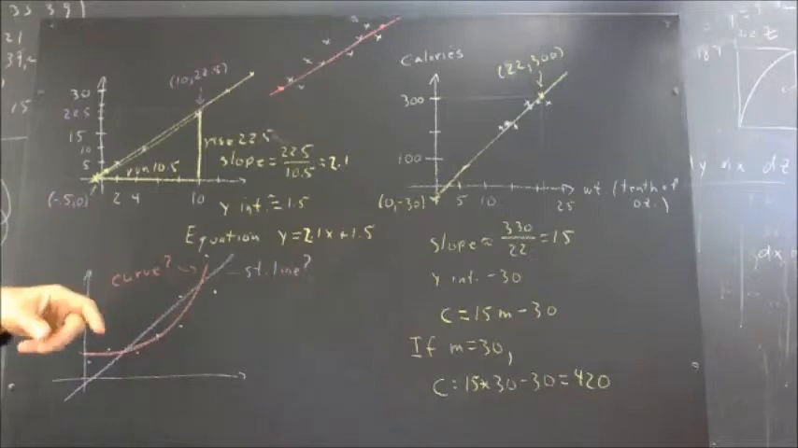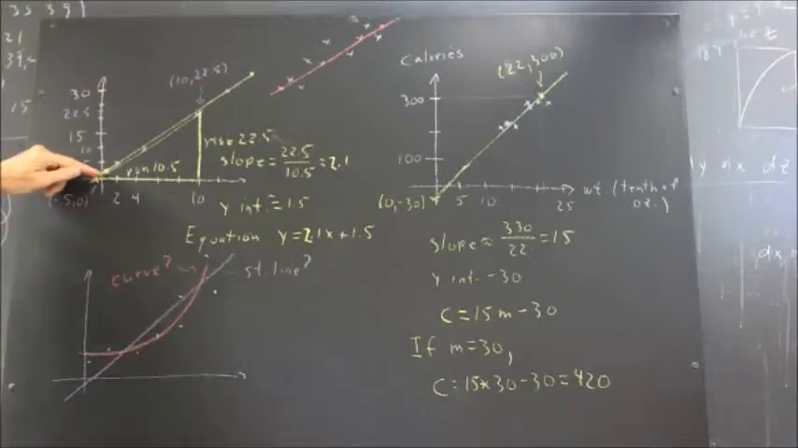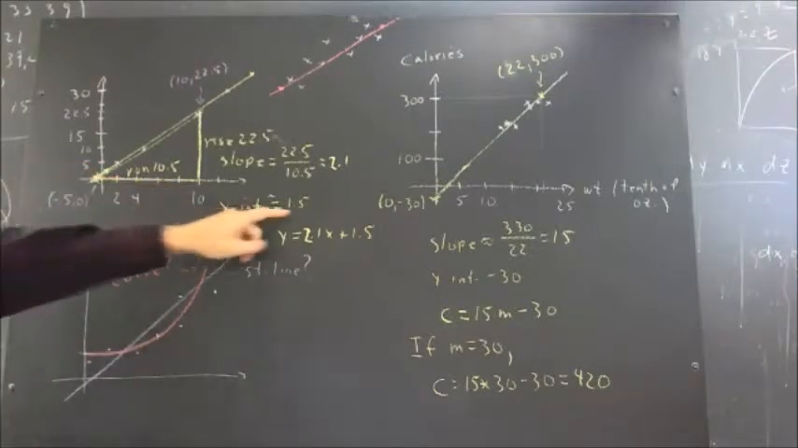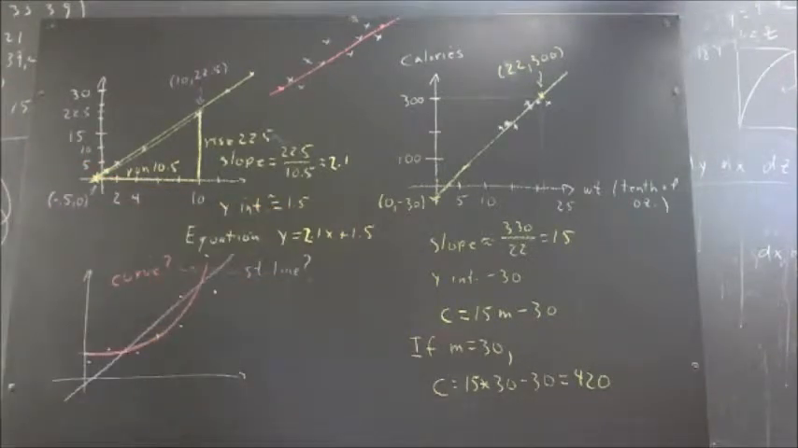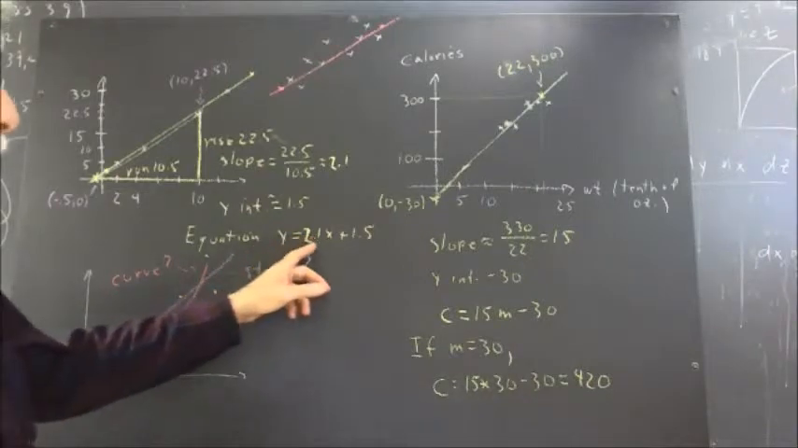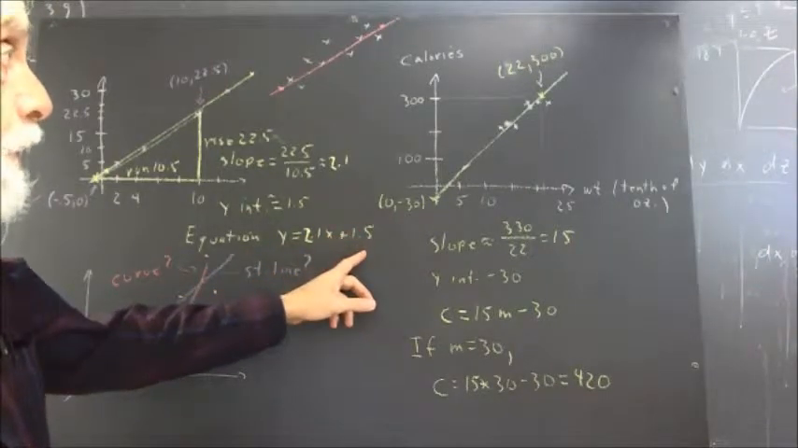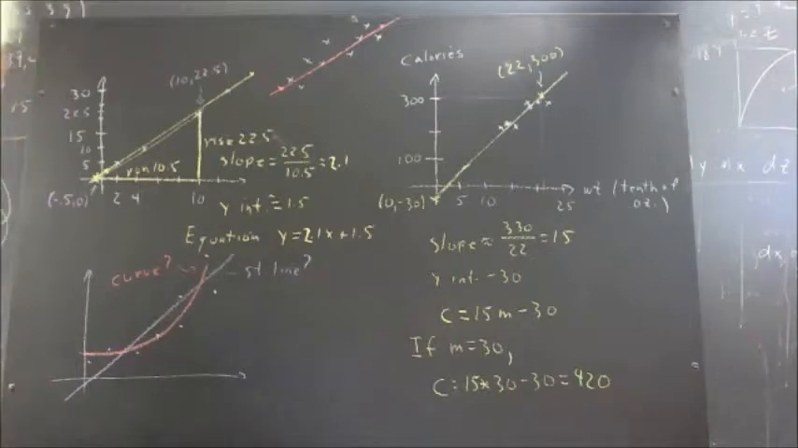The y-intercept, well, we hit the y-axis here. Now, this is 5. It looks like that's probably between 1 and 2. I'm going to say the y-intercept is 1.5. So now we have our equation, y equals 2.1x plus 1.5. And that's our model for this function.